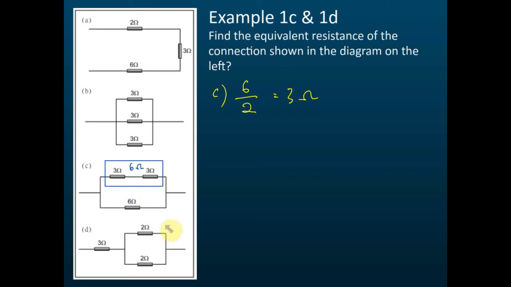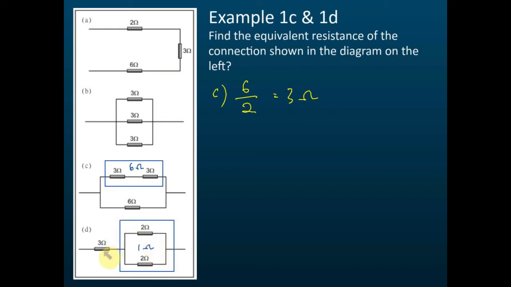Now for D, we can see that it's hard to find here and here, right? But it's easy for us to do the calculation for this one first. These two are parallel. So we make this one section. Can you please tell me what's the effective resistance of this section? 2 ohm divided by 2 resistors, 1 ohm. Because it's parallel, and the resistances of the resistors are the same, we straight away take the resistance divided by the number of resistors. 2 ohm divided by 2 resistors becomes 1 ohm.